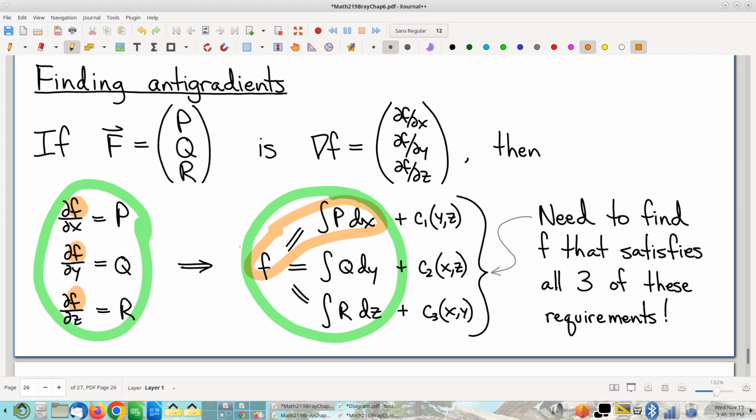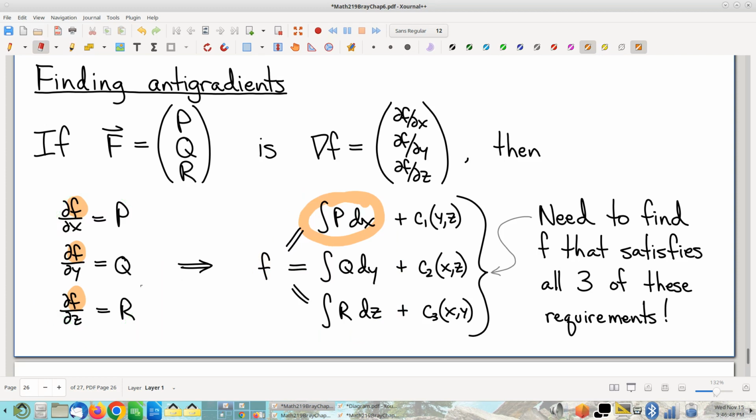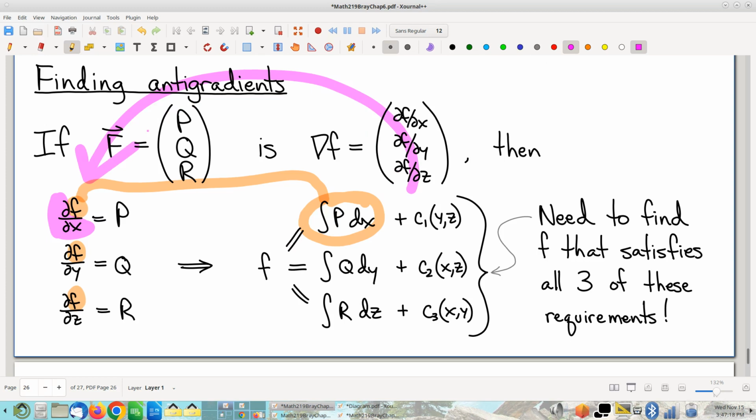All right, now, here's the thing. This x antipartial that I claim is f, what I should really say is, look, this is a thing. Don't forget, we're talking about taking an x partial of it. What I really need is a function that when I take the x partial gives me P. Well, anything where when I take the x partial, I get 0 is free.